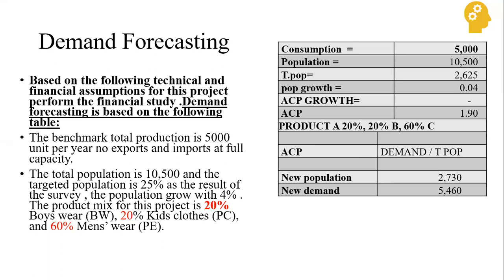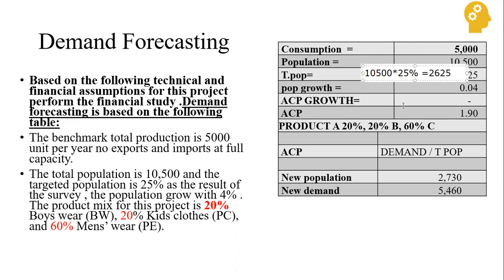As we have been given this data, the benchmark in the market is 5,000. This is what we call the consumption or the actual supply in the market. Further, we have a total population of 10,500. This is the second requirement. After that, we will figure out that not all of the 10,500 are looking for my product. I have only a certain 25%, so I will take only 25% of it. I will calculate the 2,625 by doing 10,500 times 25%, and this represents the target population.